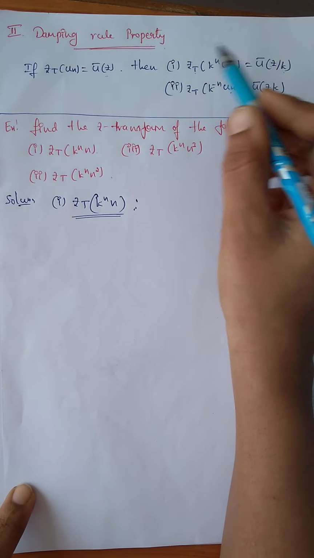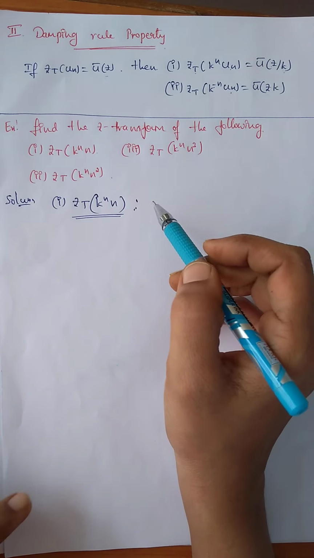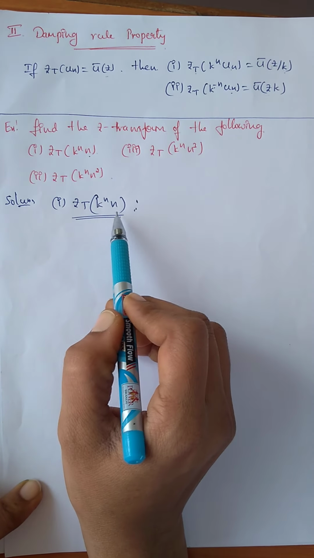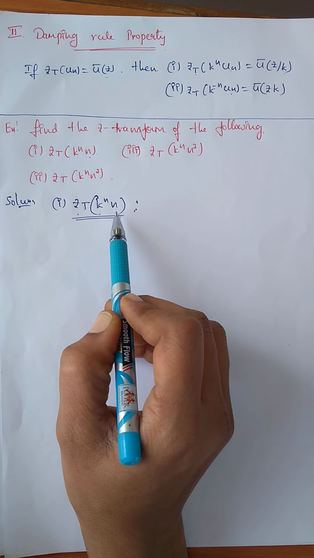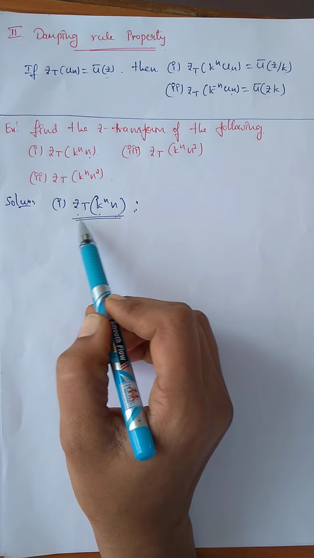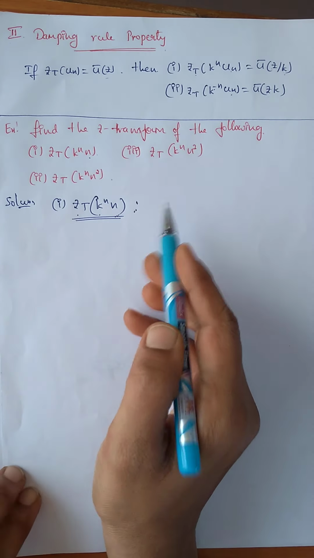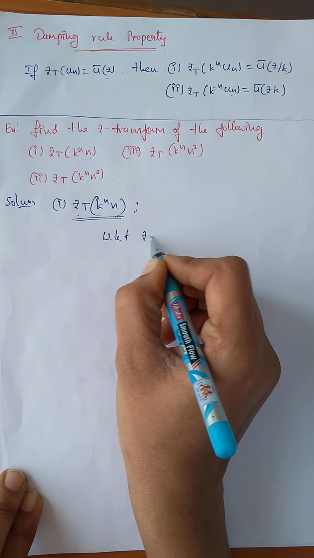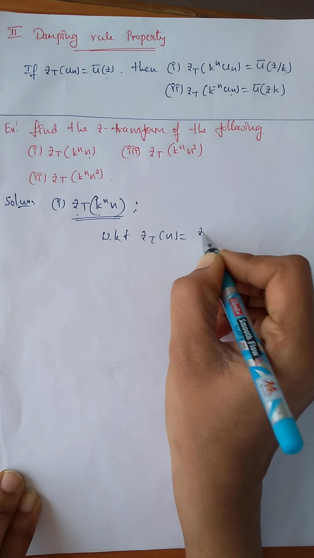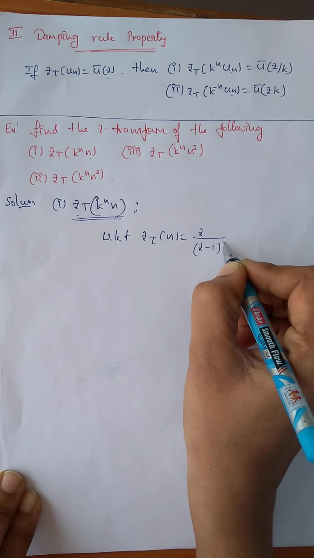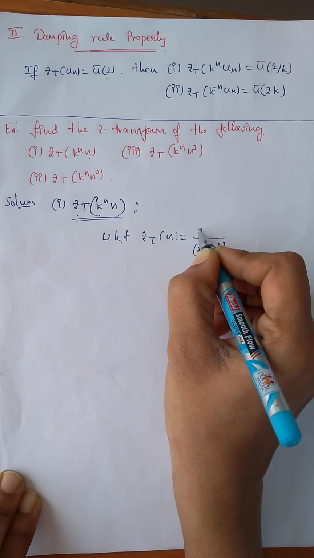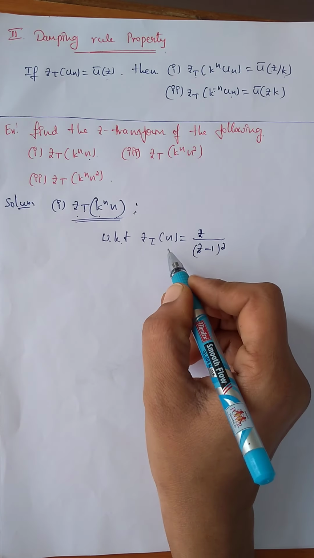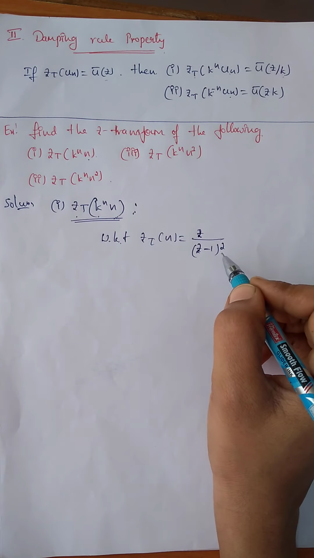I will explain this property through this example. The first example, Z transform of k to the power of n into n. Before finding Z transform of k to the power of n into n, first we are going to find Z transform of n, and we know that Z transform of n is equal to z by z minus 1 whole square. The last video explained Z transform of n, n square, n cube.